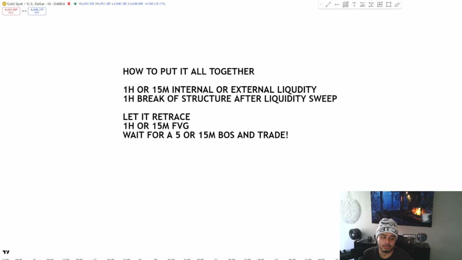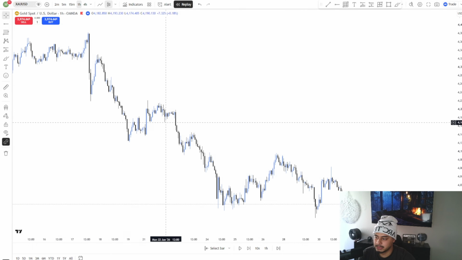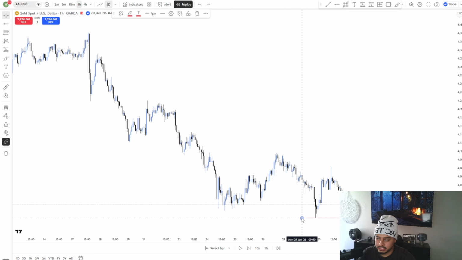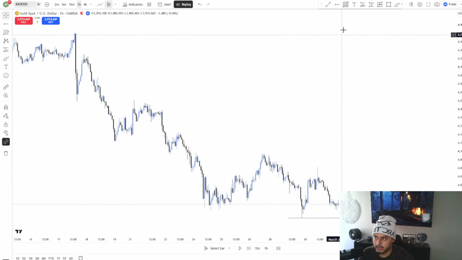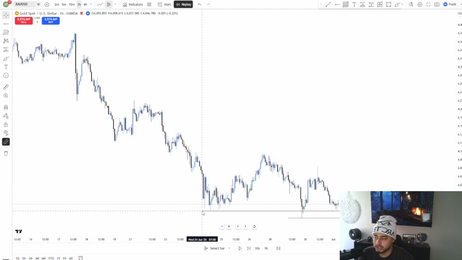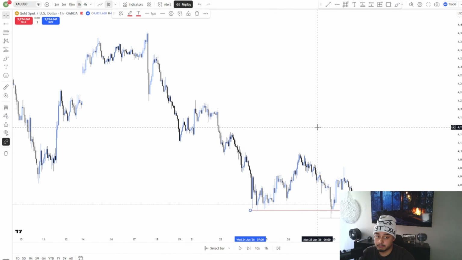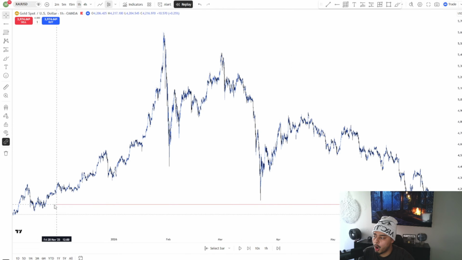Now, let me show you how this works. This is a perfect example right over here. Market's in a crazy bearish downtrend, okay? Bearish trend. Now, we have liquidity all the way down here that's unswept, the lowest low, okay? Now, liquidity sweep, yes, you can use this as your liquidity sweep, but better yet, keep this in mind, the best liquidity sweep, especially for external liquidity, would be all the way back here.